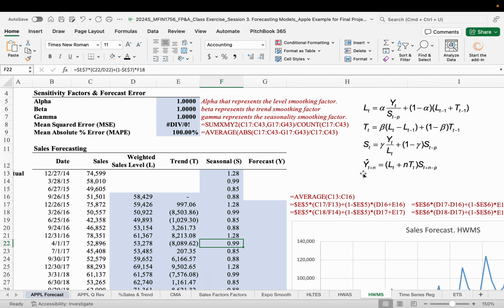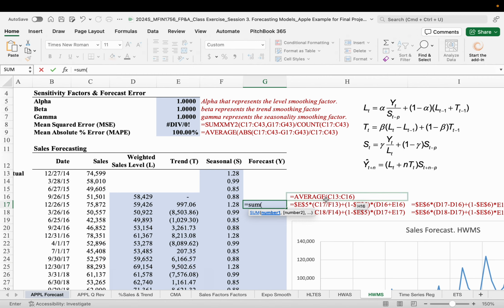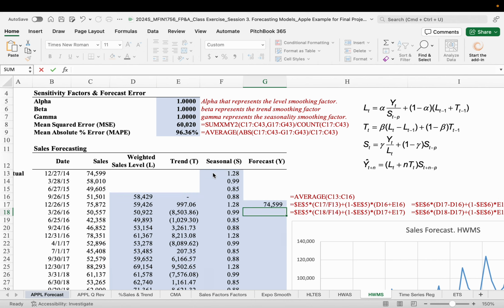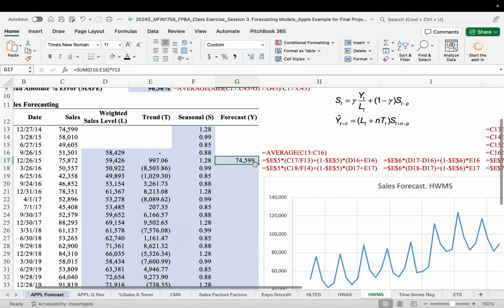So here, this is simply we sum these two up, right? The sum of these two: the prior quarter times the same seasonal quarter, but the prior year, right? Times. Now we got it. Okay, and enter, and then let's drag it down.